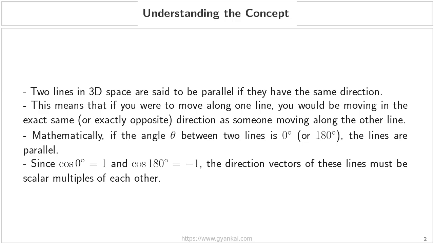It means that the direction vectors must be scalar multiples of each other. In other words, one vector is simply a scaled version of the other. This leads us directly into the specific mathematical condition we will examine in the next slide. Now that we've established that 3D geometry requires us to look beyond simple slopes and focus on how lines extend through space, let's dive deeper into the core concept.